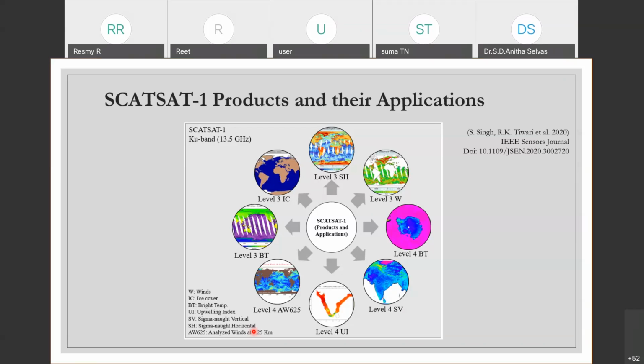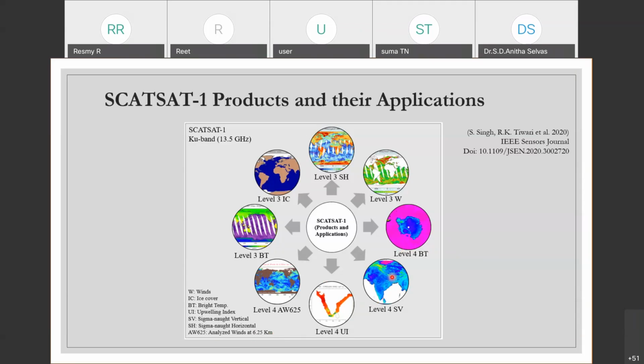Now coming to the different applications of this SCATSAT-1 product. We have the wind product, ice cover product, brightness temperature product, and upwelling index, sigma naught vertical, sigma naught horizontal, and analyzed wind speed. Scatterometers were basically developed first to study the wind velocities. That is the primary application of any scatterometer which is sent into space.